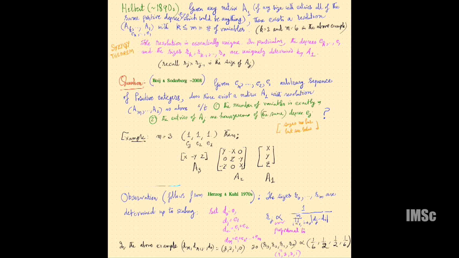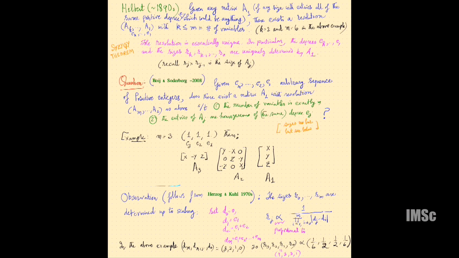Given any matrix A1 of any size with entries all of the same positive degree E1, which could be anything. So you're given a big matrix, all the entries are of the same degree. That's all that you ask. And then you can resolve it.